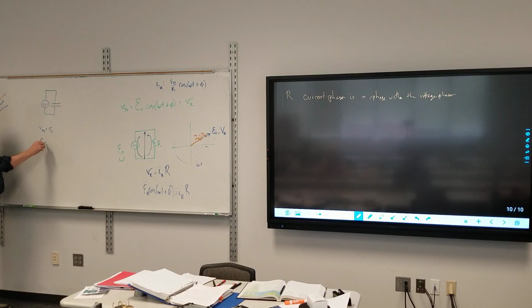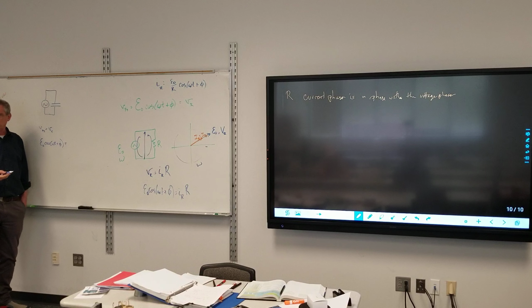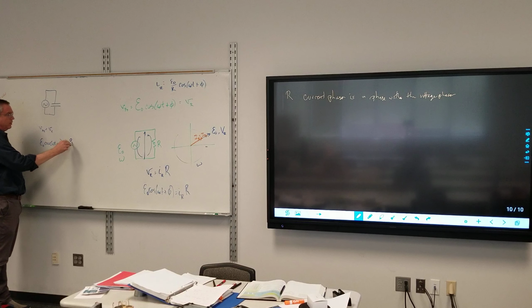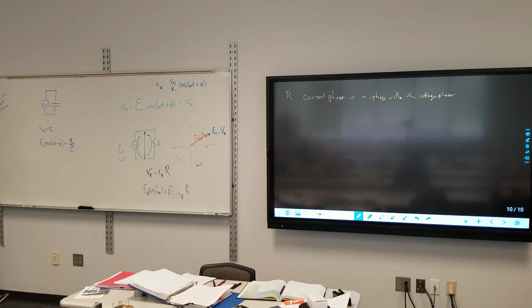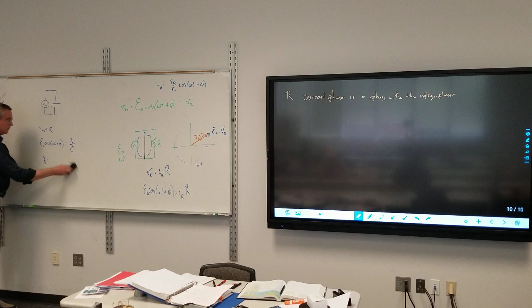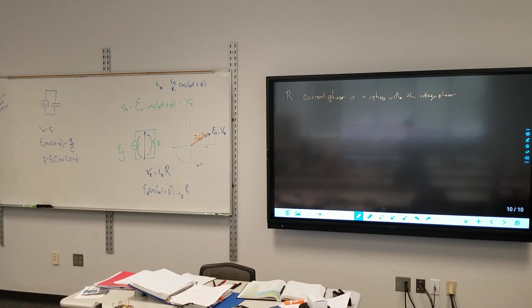This is epsilon sub naught cosine of omega t plus phi, which is equal to the voltage from the capacitor. Well, I know that V is Q over C. My voltage is the charge divided by the capacitance, so that's going to be little q over my capacitance. So the charge on the capacitor is epsilon sub naught C, cosine of omega t plus phi. So that would be the charge on the capacitor.